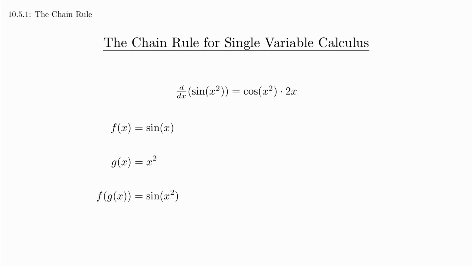If f of x equals sin of x and g of x equals x squared, then f of g of x is sine of x squared. And applying the chain rule formula directly is how we get the result. The idea of the chain rule is that you're trying to figure out how the function f changes as the variable x changes, but there's a function that's changing in between them. The variable x changes the function g, and the changes of g impact how f changes.